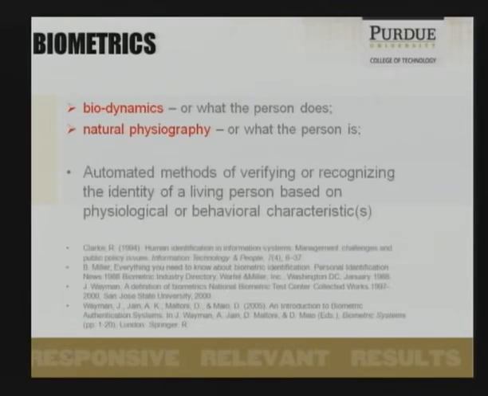So here's the definition. Now the definition is fairly stable. Biometrics in itself has been around a while. I'll come to that in the History 101 slides. But you can see it's automated methods of verifying or recognizing the identity of a living person based upon some physiological or behavioral characteristics. That's kind of it in a nutshell.